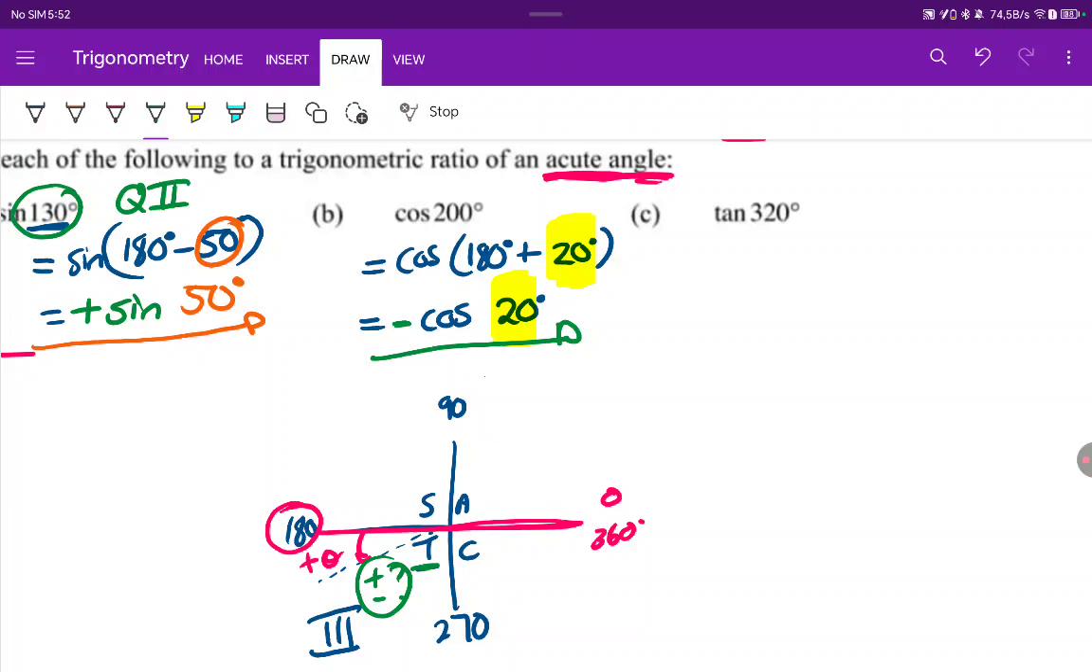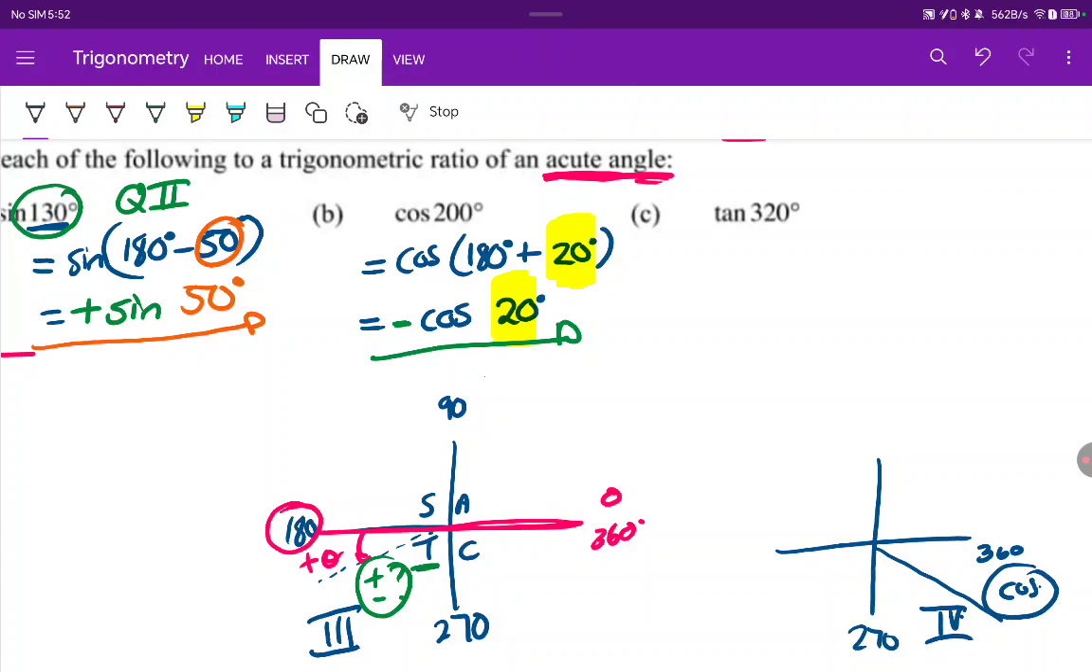Okay, the third one we want to do is tangent of 320 degrees. So again, you've got your plus, and 320, we've got 360 here and 270 there, so it's going to be in quadrant number 4. In quadrant number 4, cos alone is positive, which means tan is negative. That means that I expect this to be negative tan because it's in quadrant number 4.